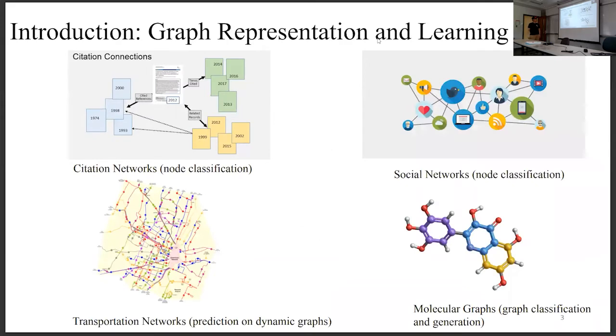So graph representation learning is very popular in recent years. It is applied in many real-world tasks, for example, node classification on citation networks and social networks, the prediction of dynamic graphs, for example, on transportation networks, or the graph classification and generation tasks for molecule graphs.